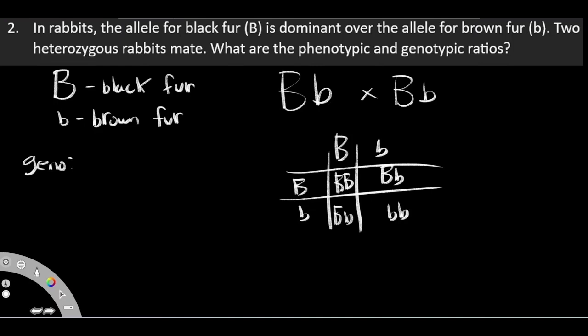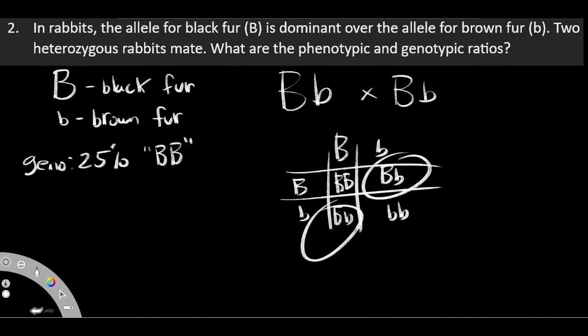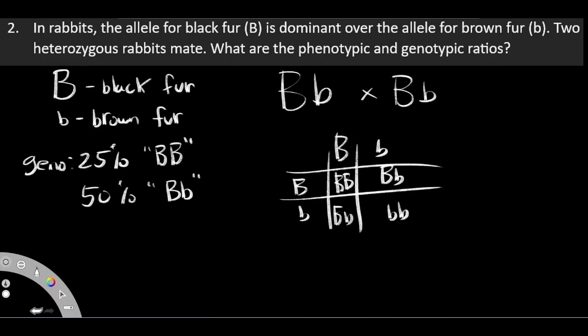Well, 1 out of 4, or 25% chance of the offspring having a big B, big B. There is, however, a 50% chance, okay, because we got 2 out of 4 over here, being heterozygous, okay, big B, small b. And then the last one, 1 out of 4, so another 25% is going to be small b, small b.